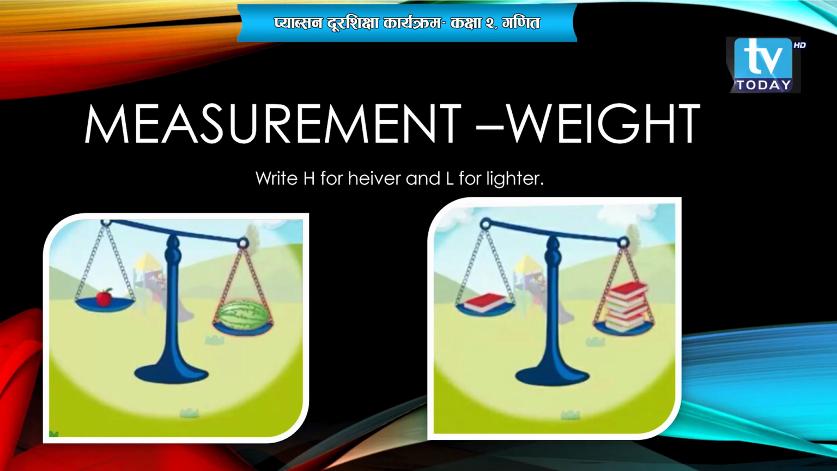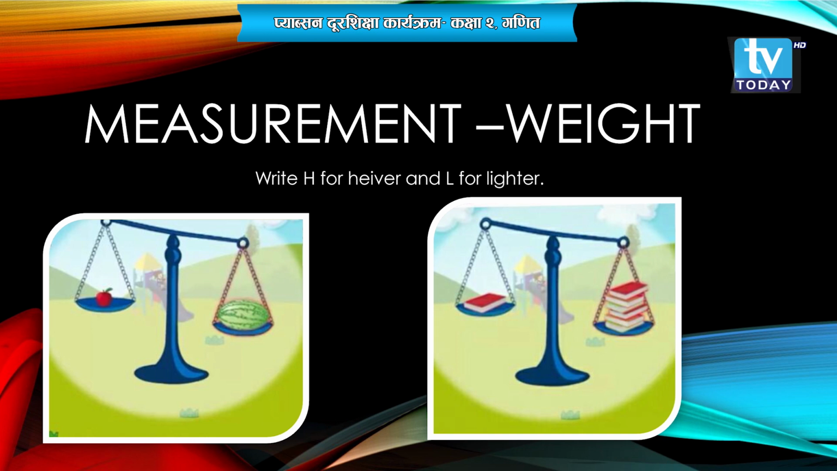Today I will show you a picture and you have to identify whether it is heavy or light. If it is heavy, you have to write H for it. And if it is light, you have to write L for it. Capital H and capital L. I hope you are all ready to write down the answers. Are you ready? Okay, let's start the class.